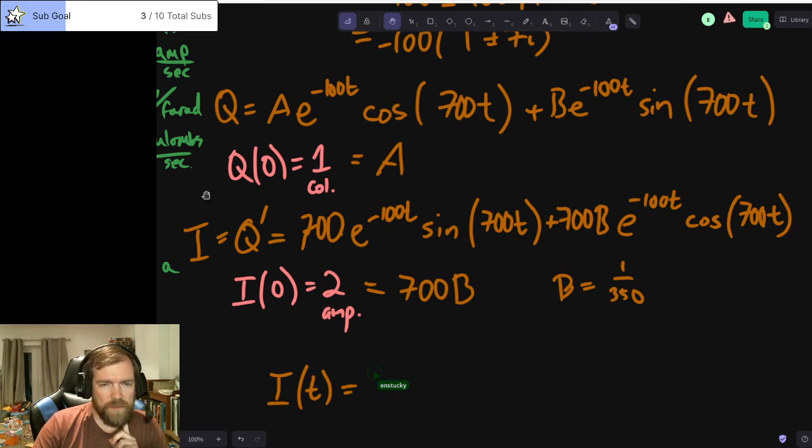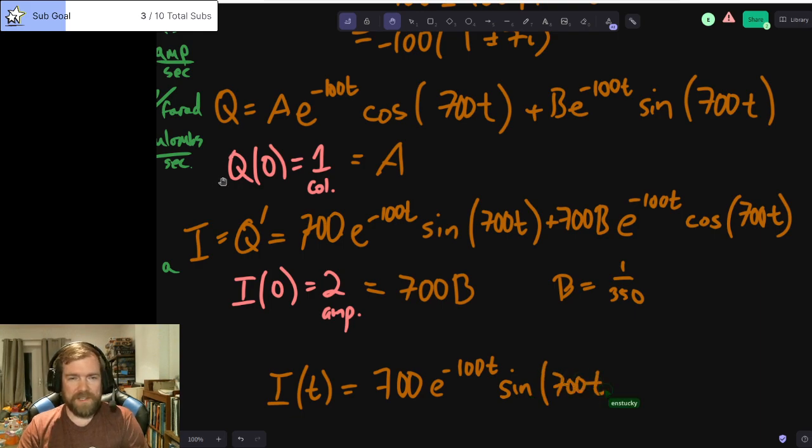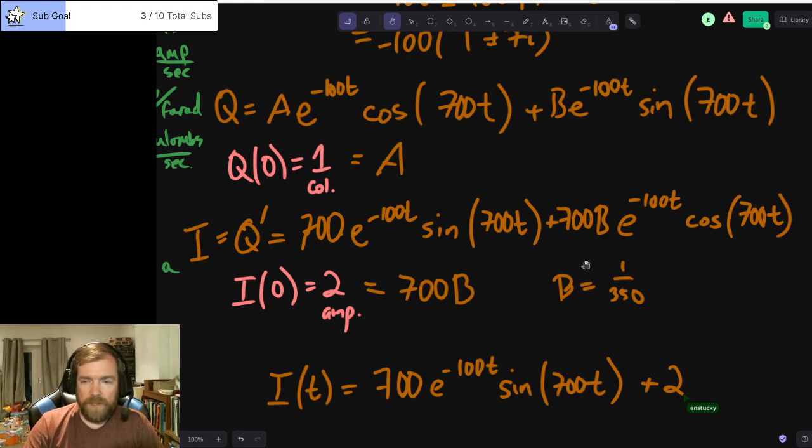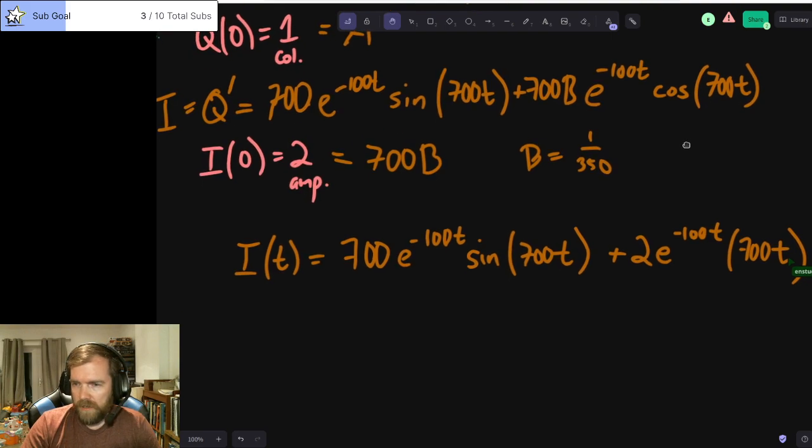This is one of the convenient things about initial value problems, especially with sines and cosines: at Q at 0, one of them is going to drop away and you just get what the A value is, what one of your constants is. And then in the next case, you've got Q prime, so you take the derivative and the other one is sine versus cosine, and the other one drops out, so you get B. So we do get our 2 equations here.